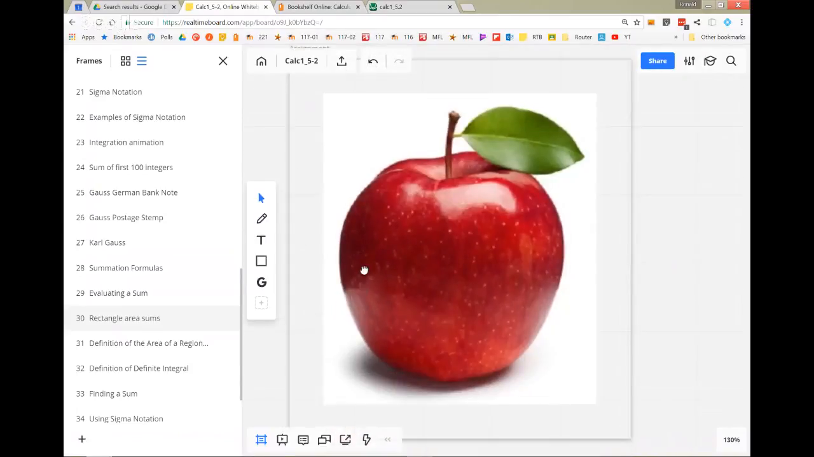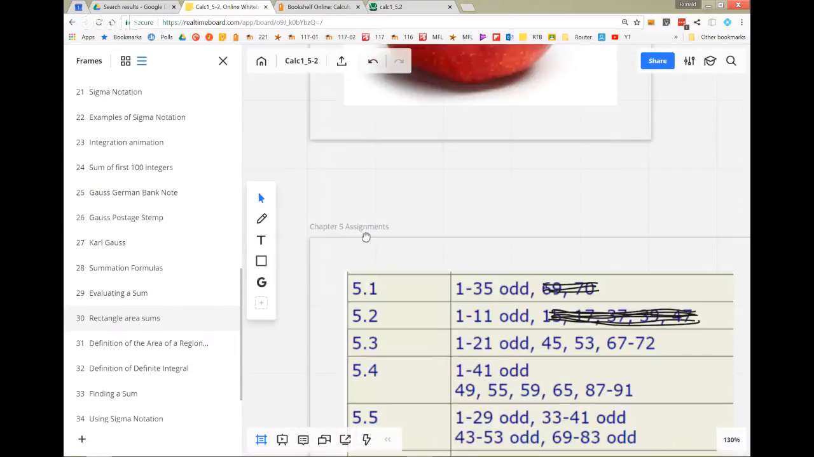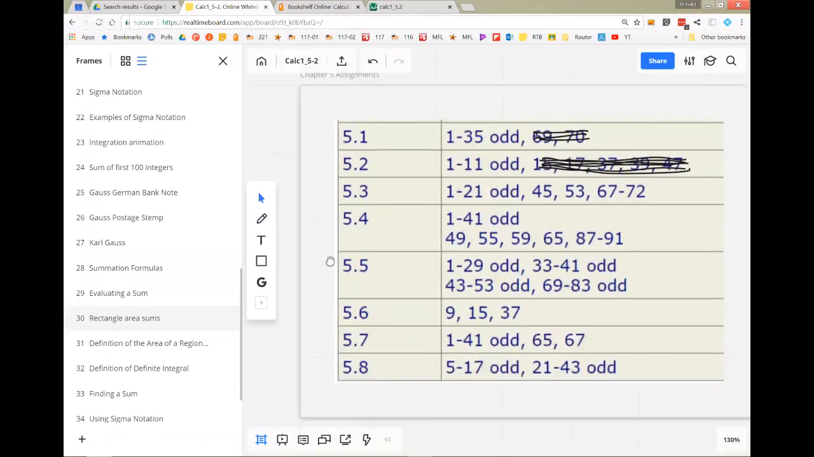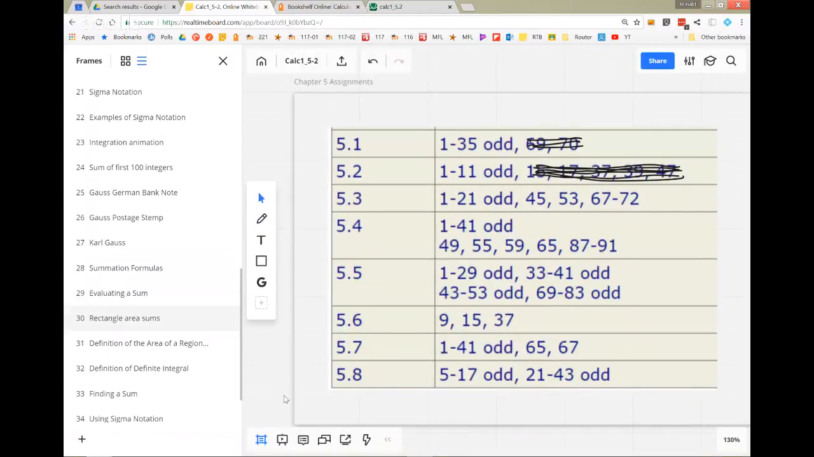So that brings us up to the assignment. If we weren't restricted by time, I would go into more detail, but you notice I'm shortening the assignment again for 5-2. We're just gonna do 1 to 11, the odds. It's not very many, but that'll at least give you an introduction to this and get you ready for the following assignment.